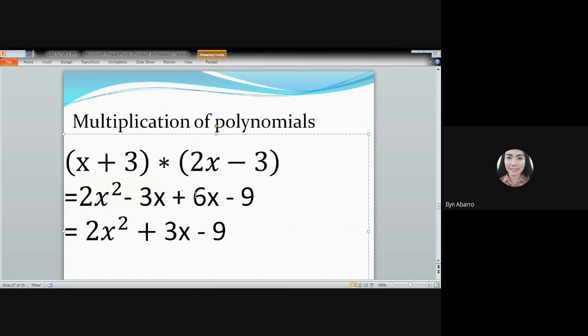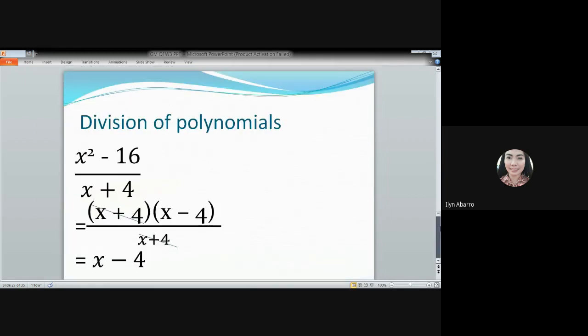Positive because 6 is bigger than 3. And then copy x minus 9. So, our answer is 2x squared plus 3x minus 9. Okay. That is multiplication of polynomials. Let's have division of polynomials.